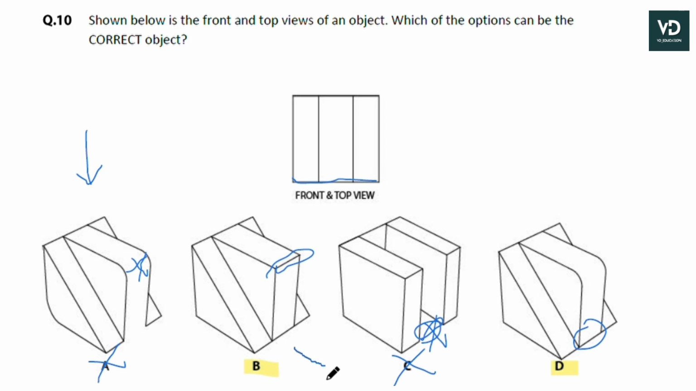If we see this object from the front view, this and this surface will look like this only, and the same D option will look like this only because they have provided curves here, but they have provided an edge here also. Okay, so the answer will be B and D.